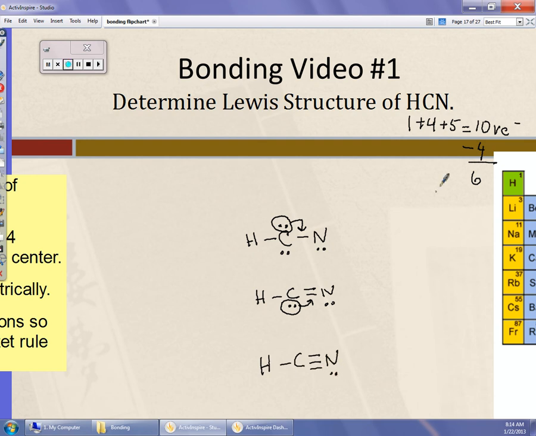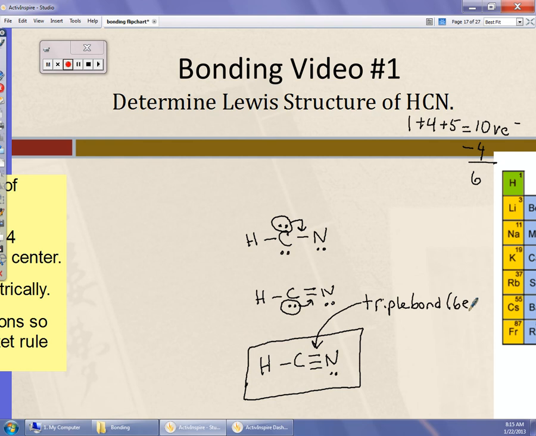At this point, we've used up our 10 valence electrons because we have 1, 2, 3, 4, 5 pairs or 10 valence electrons. That's good. The carbon has 1, 2, 3, 4 pairs or 8 electrons. It has its octet. The nitrogen has 1, 2, 3, 4 pairs or an octet. That's good. This is our finished answer. And in this case, with 3 lines, you have a triple bond, which is going to represent 6 electrons for us.